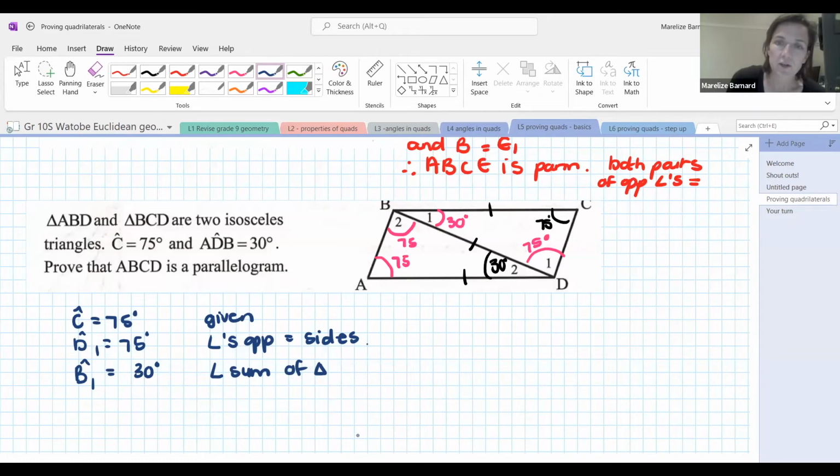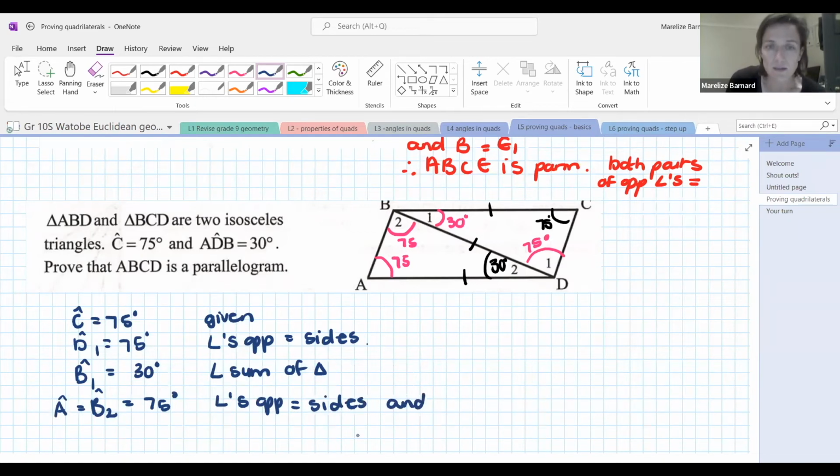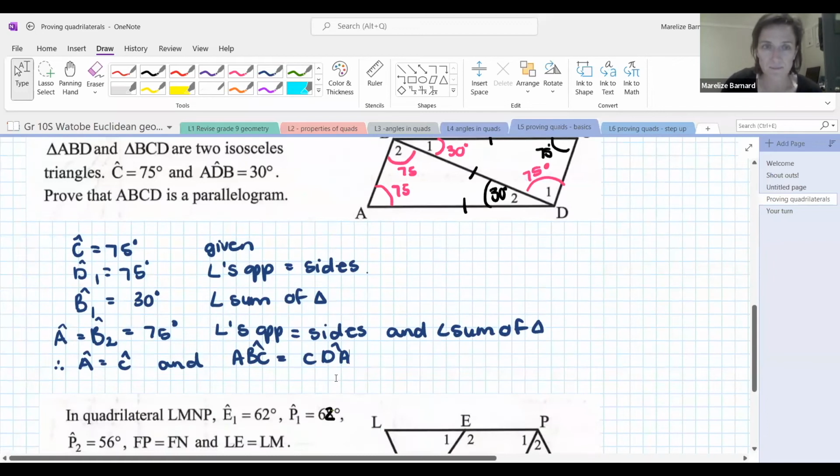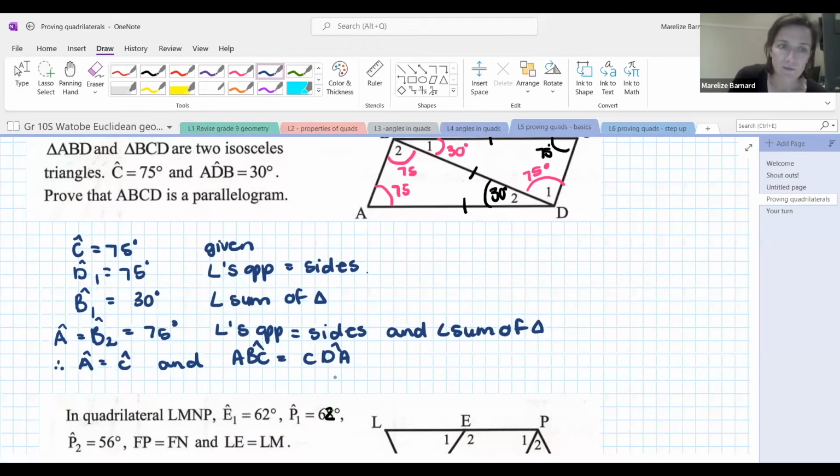Okay, so now we can also say A is equal to B2 is equal to 75. And the reason there is angles opposite equal sides, and angle sum of triangle. And then we say, therefore, angle A is equal to angle C and angle ABC is equal to CDA. No reason given, it's obvious. And therefore, ABCD is a parallelogram.